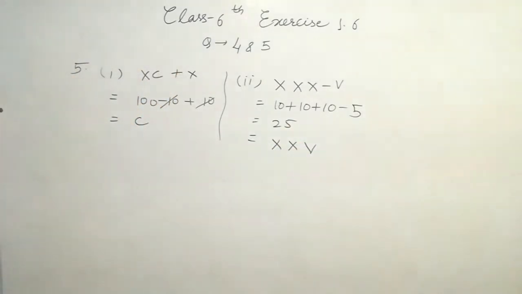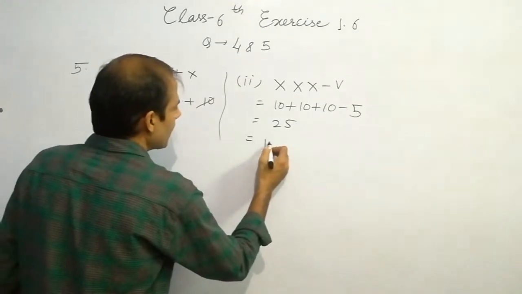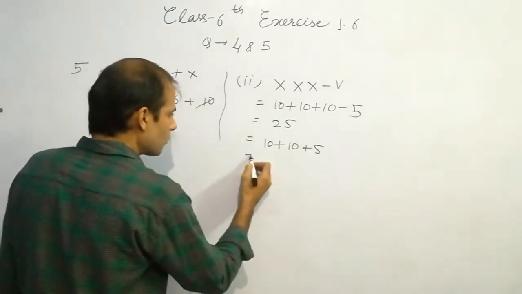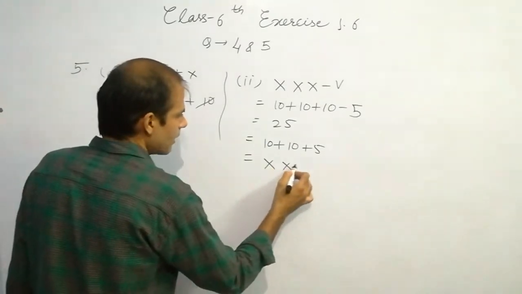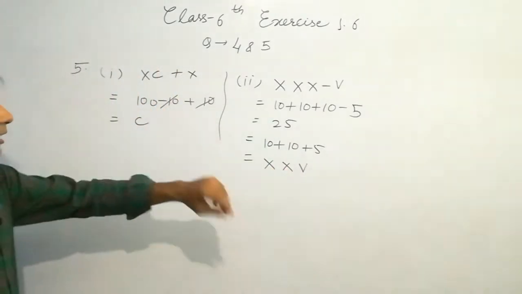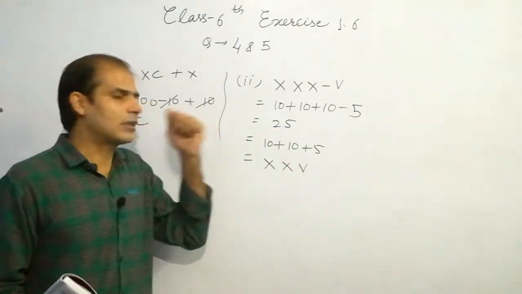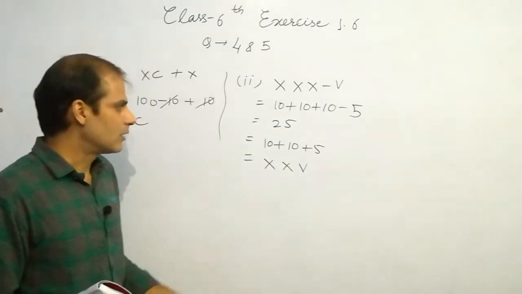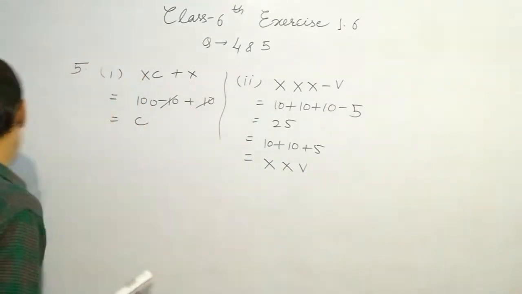So it is 25. Or if you don't have practice in this way, you can write 25 as 10 plus 10 plus 5. Then you can convert it to XXV. If you cannot write it directly, you can break it in this form and then convert. So both the methods are correct.